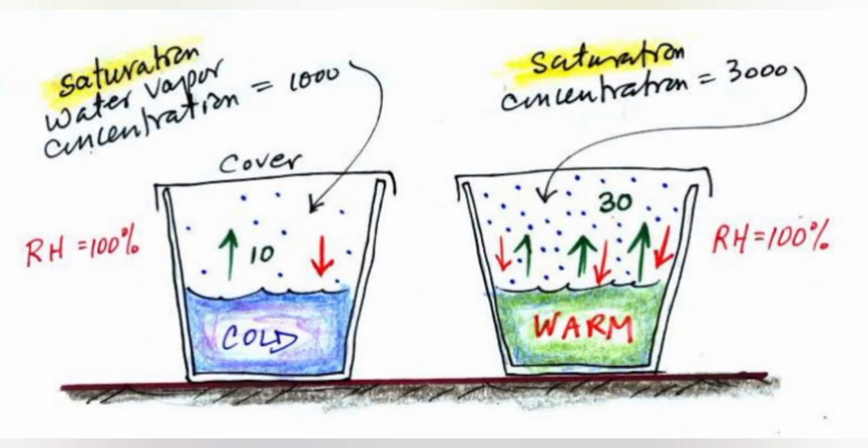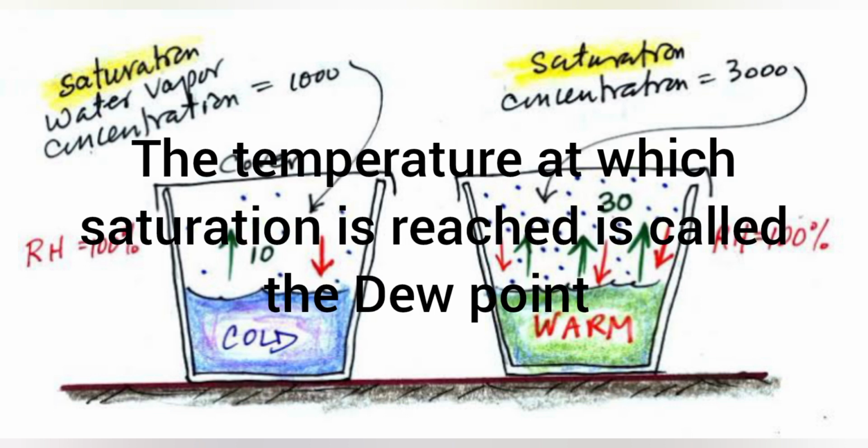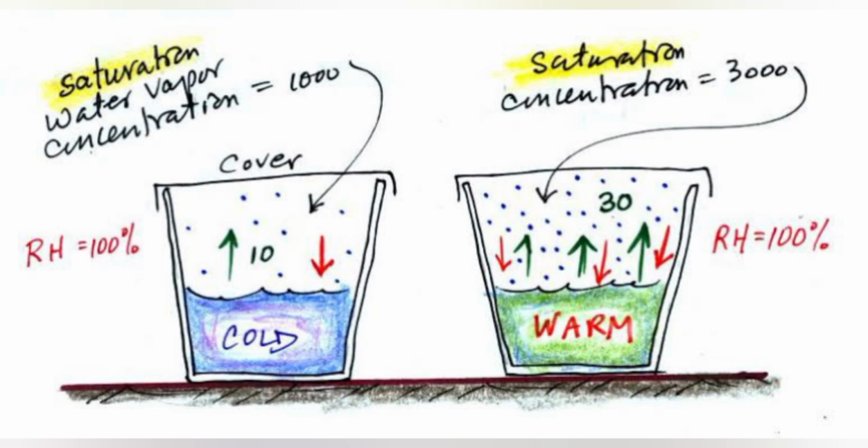So, the air is said to be saturated when a given mass of it contains all the water vapor that it has the capability to hold. So, that is the maximum level of air or a volume of air to hold water vapor. And the temperature at which the saturation is reached is called the dew point.